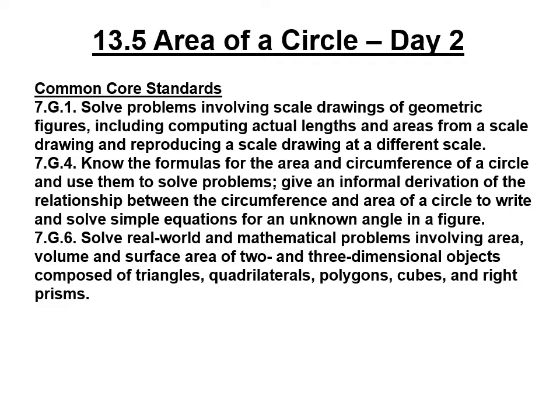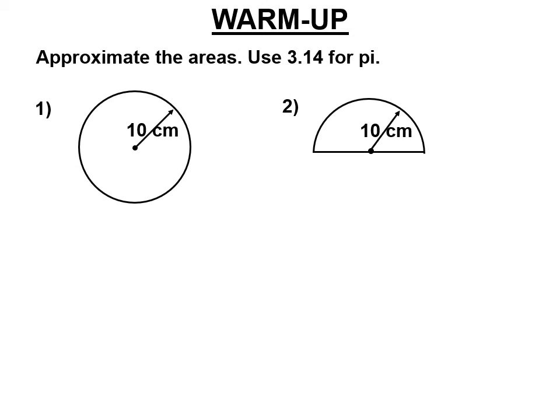So we're going to do area of a circle a second day, and you'll see why in a second. Let's find the area of both these circles using 3.14 for pi. Area equals exactly pi r squared, right? The radius is 10 here. We're going to use 3.14. 10 squared is 100. We actually did this one in the last lesson.